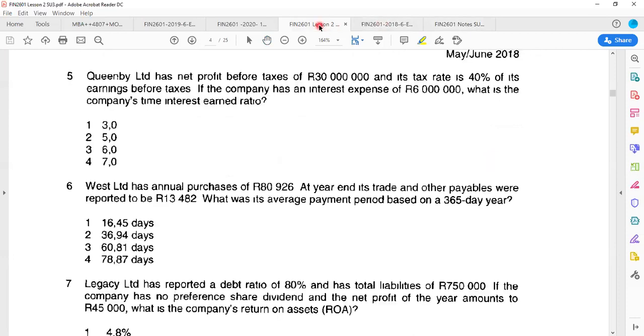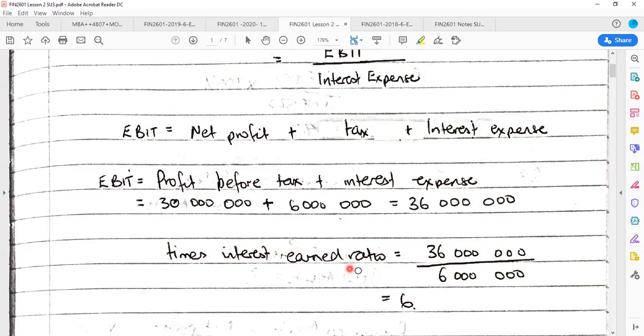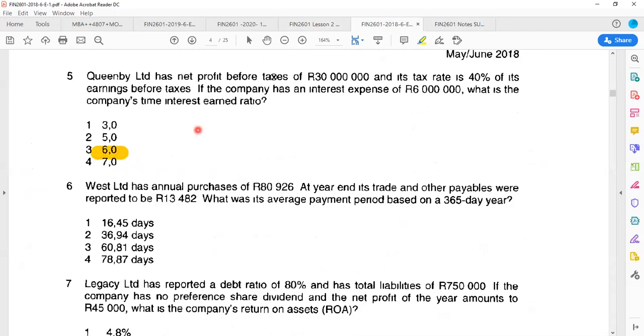But in this case, we just had to get our profit. We had our profit before tax, so we just had to add interest expense and then we get the times interest earned ratio. So the correct answer there is 6, which is option 3. Remember that times interest earned ratio is also known as the interest coverage ratio.